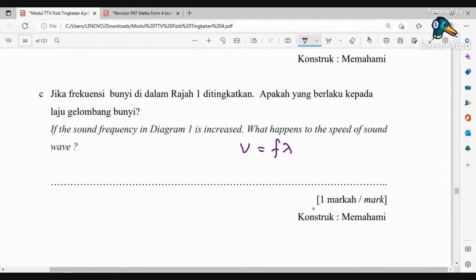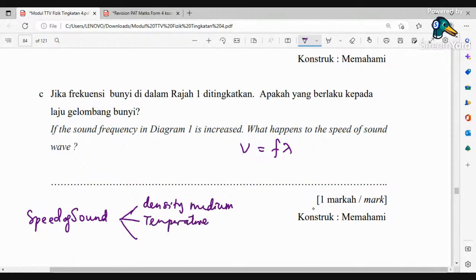What are the factors that affect speed of sound? Speed of sound depends on density of medium. Okay, the temperature. Okay, density we can discuss in terms of its mass of molecule and also arrangement of molecule. Okay, state of matter, okay, solid, liquid or gas. Okay, so these are the example.